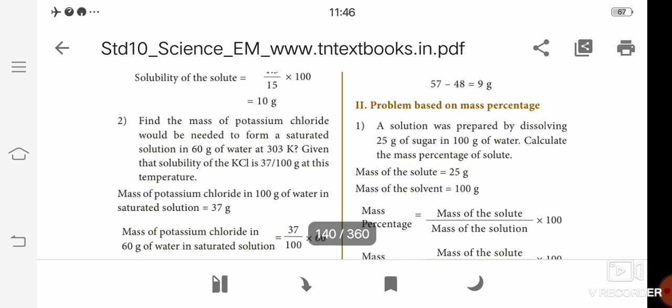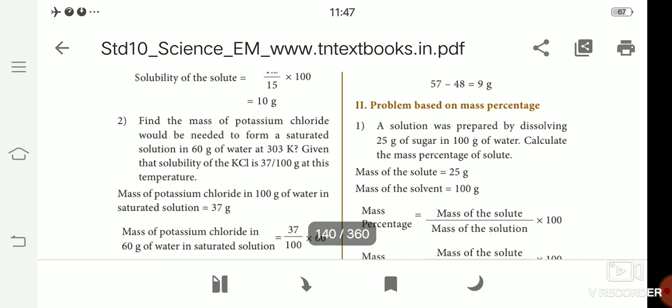Mass percentage is mass of solute divided by mass of solute plus solvent, which is the solution, into 100. Mass of solute is 25 gram, and mass of solution is 125, into 100. So the percentage is 20 percent. This is the mass percentage calculation.